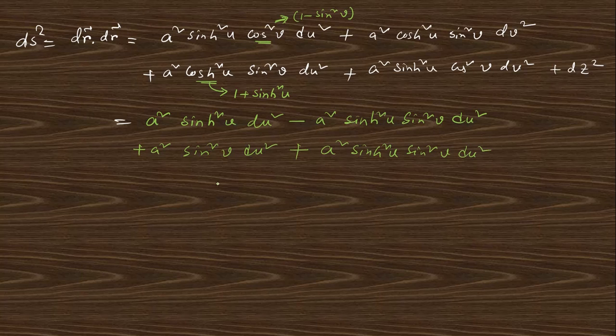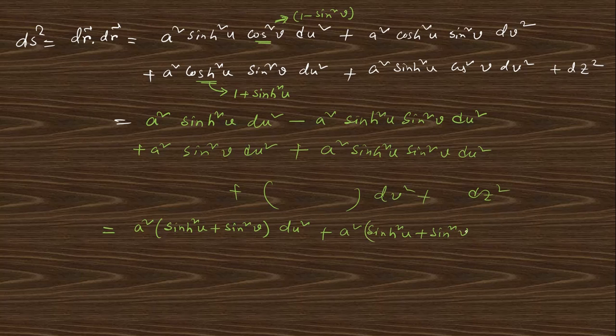This is all about for du. There will be a dv square term and a dz square term also. You can see these two cancel out, and this is written as a square sine hyperbolic square u plus sine square v du square. Similarly, there you got sine hyperbolic square u plus sine square v dv square, and this is dz square.